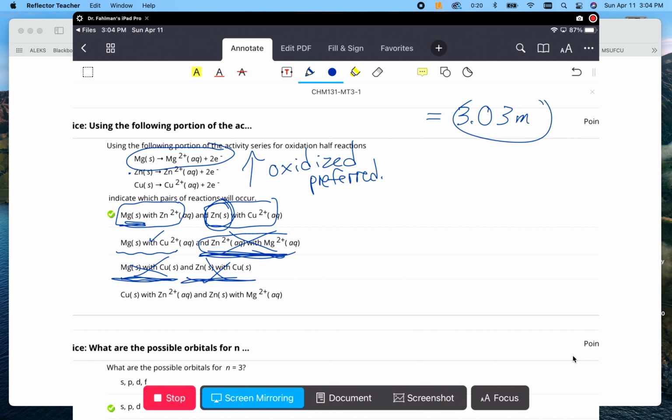And then this one, this is implying that copper is higher than zinc, and that's not the case. And this one is implying zinc is higher than magnesium, and that's again not the case. Okay.